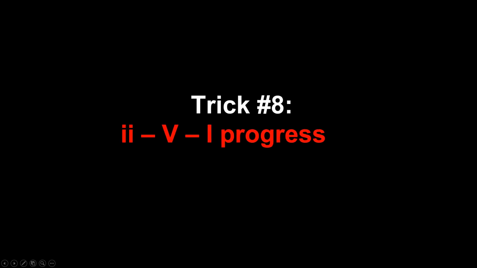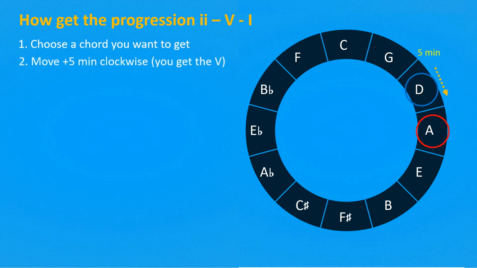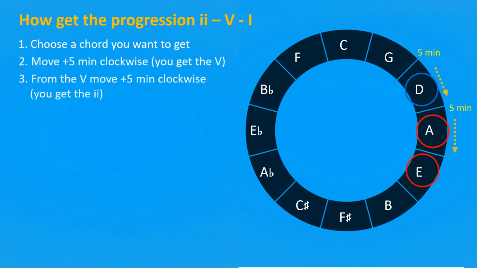Trick number 8. 2-5-1 progression. The progression 2-5-1 is useful to anticipate any chord. Choose a chord you want to get, let's say D major or D minor. Move 5 minutes clockwise. That is the fifth, A. Move 5 minutes again clockwise. That is the second, A minor. So you get the progression 2-5-1.